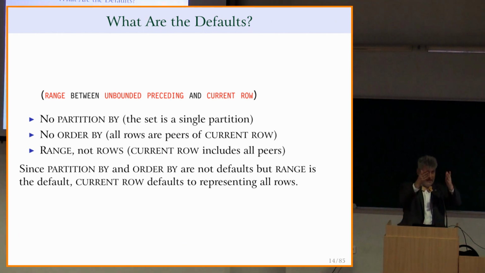So here's where we get into the interesting question from the gentleman. This is the default window clause. So the default window clause does not have a partition, does not have an order by, and uses range mode. And that means that the current row includes all the peers. This is just kind of for your text later, but we're going to get to why this is really confusing.